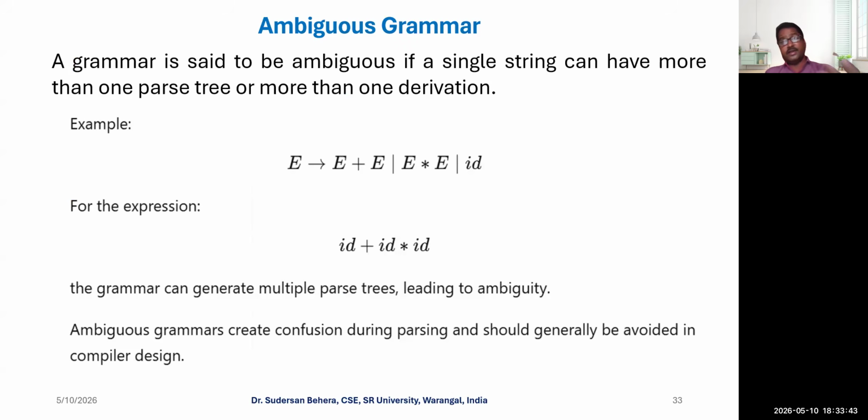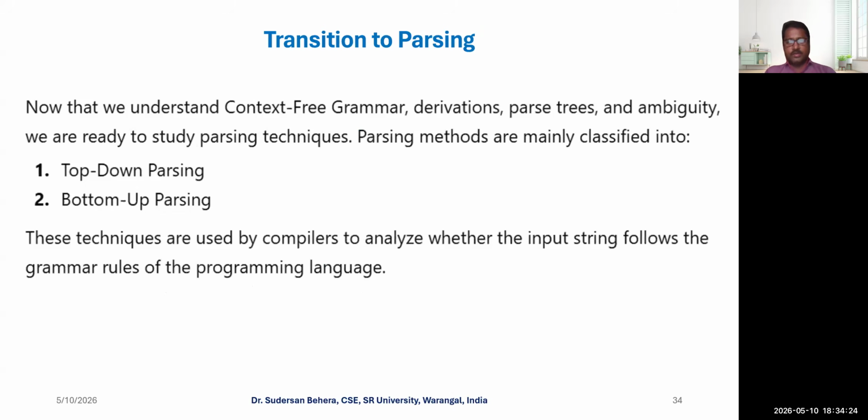Then one question I asked initially: whether all grammars are acceptable or applicable for top-down parsers as well as bottom-up parsers. Now the answer is no. Why no? Because there are some special kinds of grammars known as ambiguous grammars. This type of grammar is not going to be digested by a top-down parser, nor by a bottom-up parser, because it has some demerits. That we have to discuss.